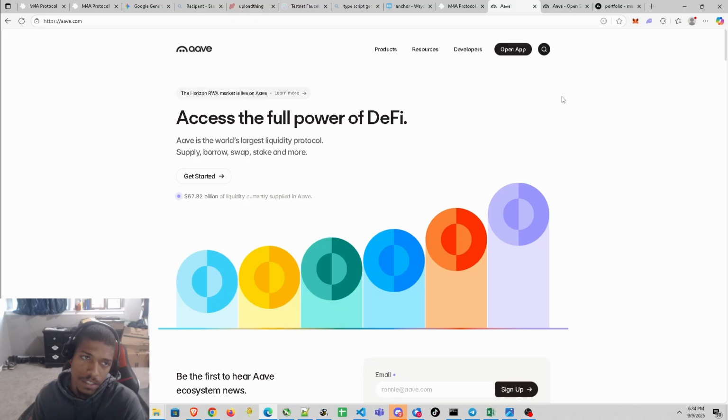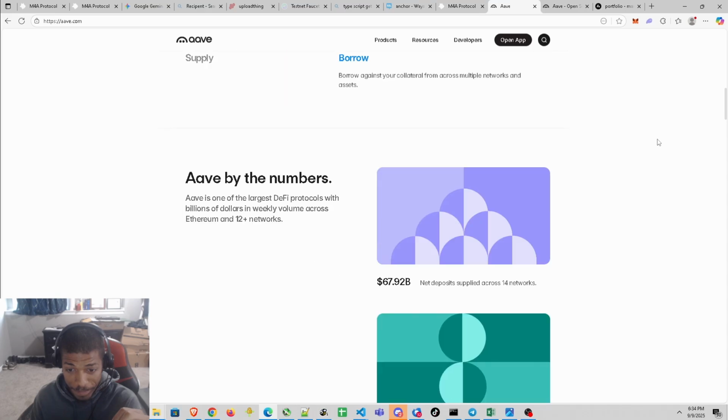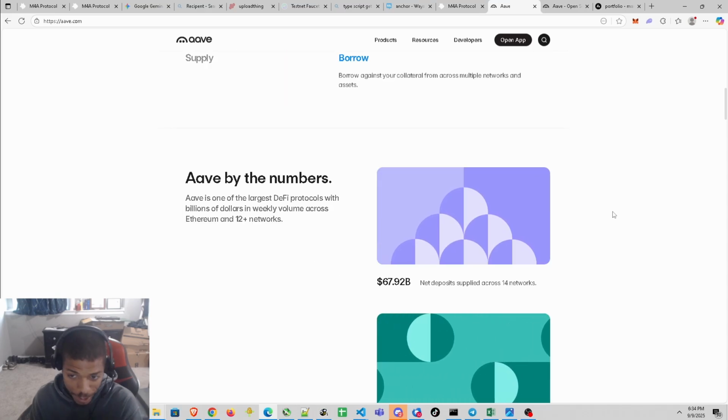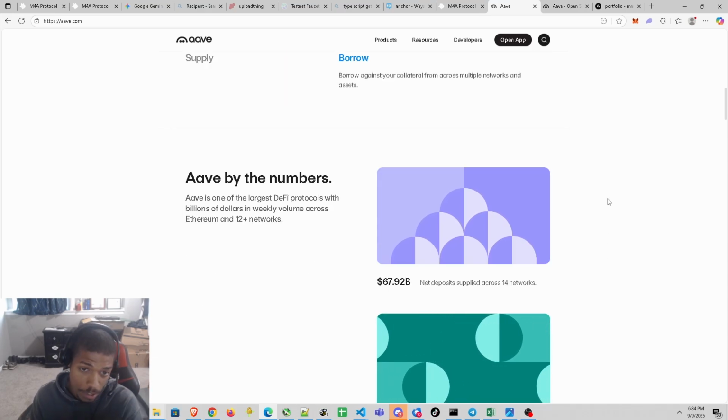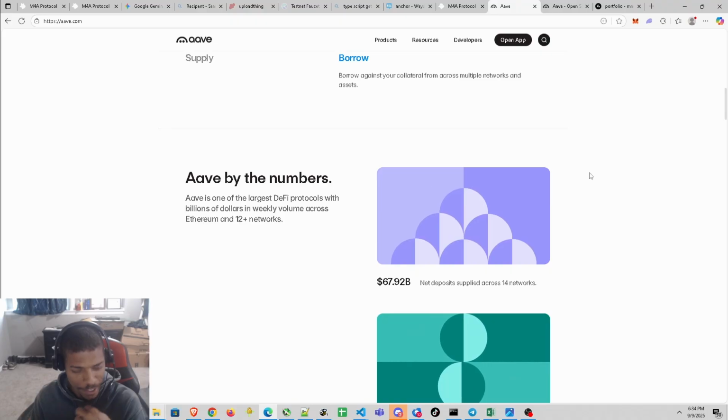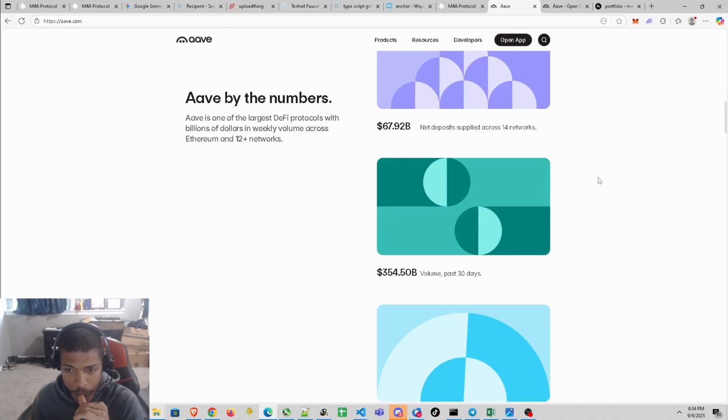The OG lending protocol is Aave. It's an open source OG lending protocol. They currently have like $68 billion in deposits across 14 different networks, all Ethereum based. They're not on Solana.